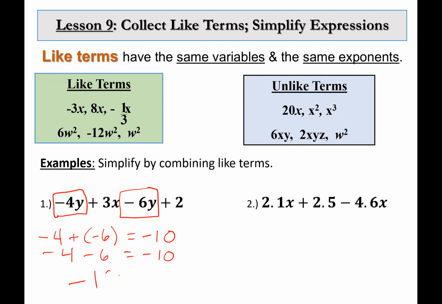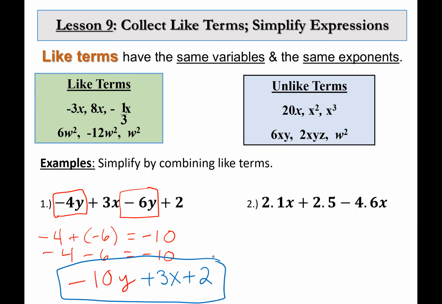Those have different variables that are different from y, and they're different from each other. 3x and then just 2 without an x, those can't be combined with each other. So we just get to copy them down. So our final answer for this problem will be negative 10y plus 3x plus 2. And that is it. Any other combining or collecting that you try to do would not work because now we have 3 terms that each have a different variable or no variable at all.